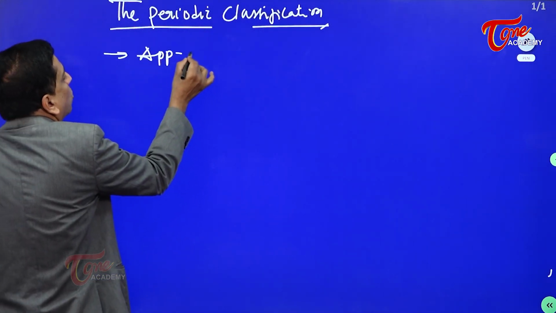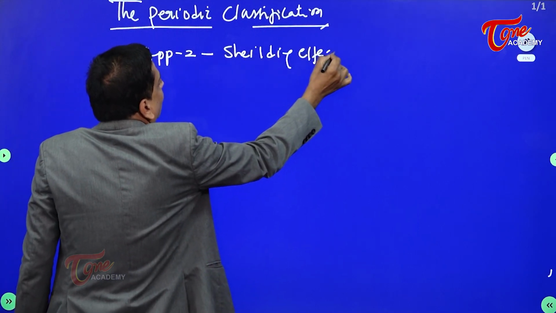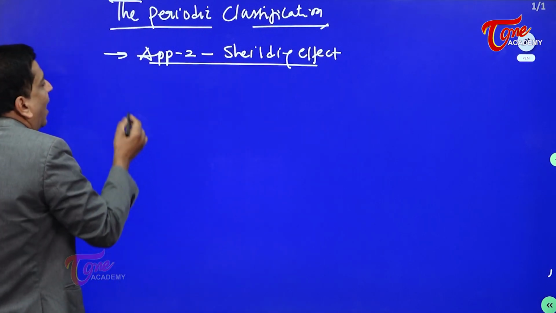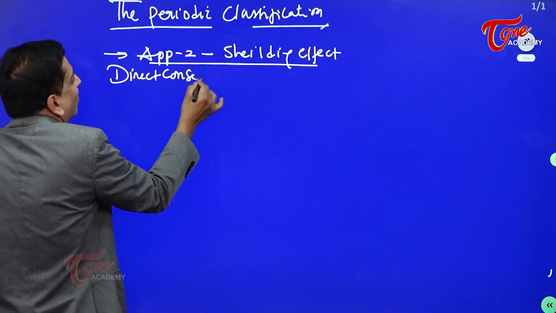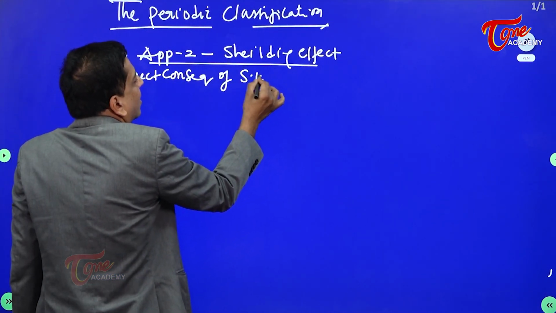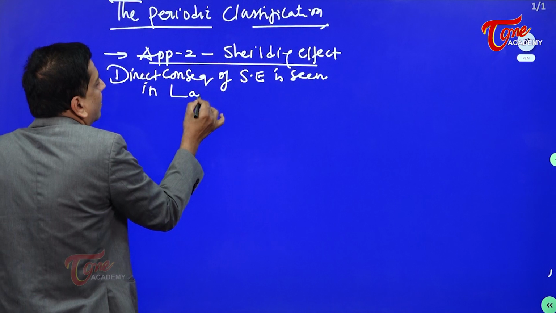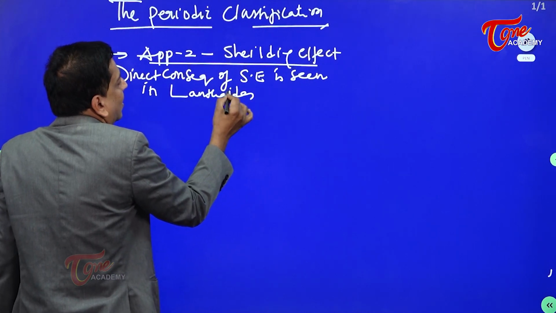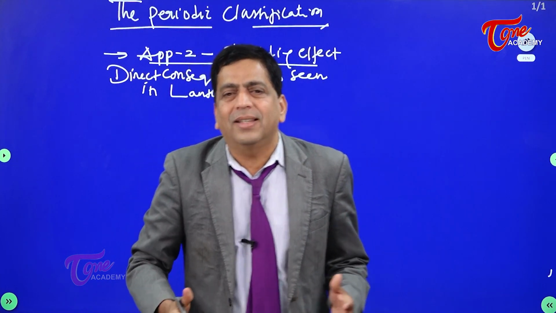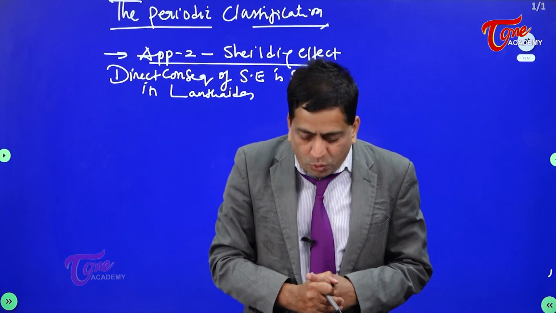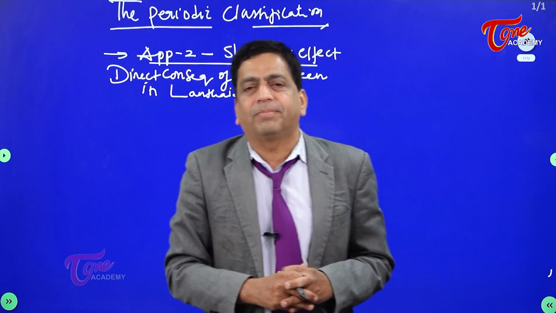Application 2 of shielding effect, and I can say the direct consequence of the shielding effect is seen in lanthanides. We actually see this in what? Lanthanides. That's what we refer to as lanthanide contraction. You must understand, and you will get questions in this.